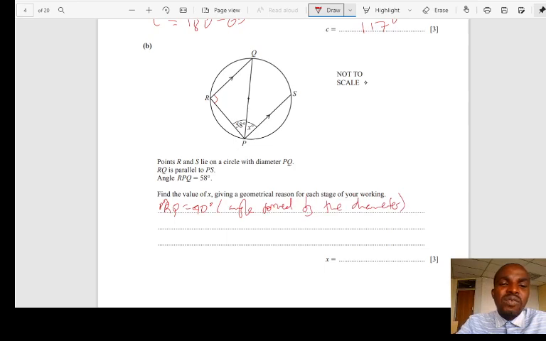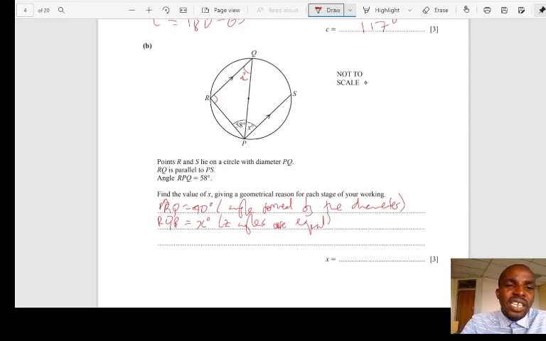1 mark. I've already indicated the angle. Then second, you say this angle here is x degrees. The reason is these are Z angles on parallel lines, RQ and PS. So you can say angle RQP is equal to angle QPS, which is equal to x degrees. Reason: Z angles are equal, or you can say alternate angles are equal.